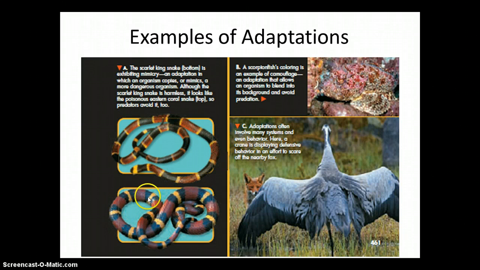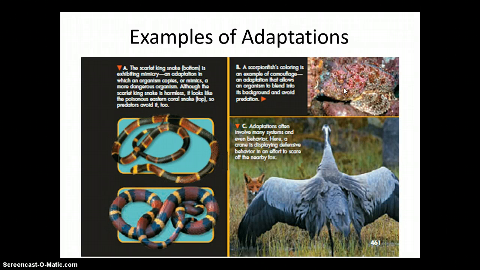It has these brightly colored bands on it to signal to predators that predators should not eat it because it's poisonous. The second snake is harmless, but it tries to look like the one that's poisonous to try to fool predators into thinking that it's dangerous so that it doesn't get eaten. And so this is an adaptation that helps this particular snake live even though it's not poisonous.